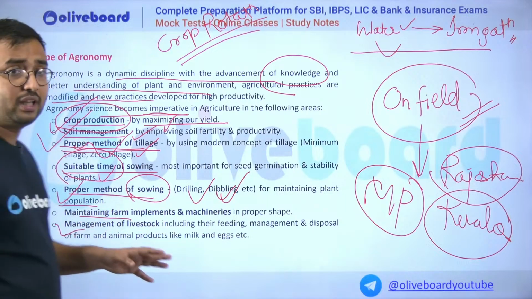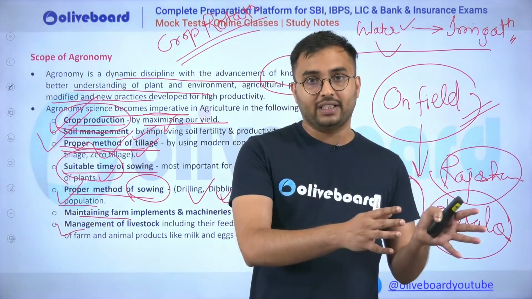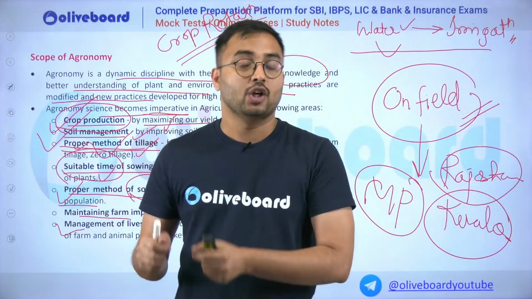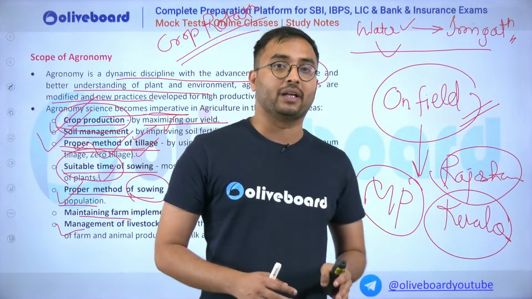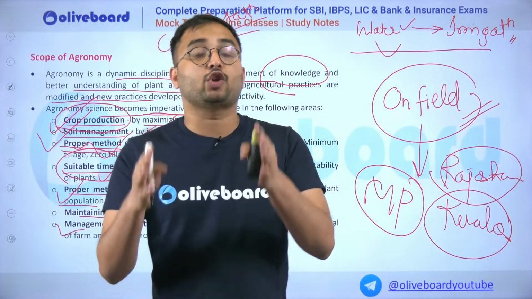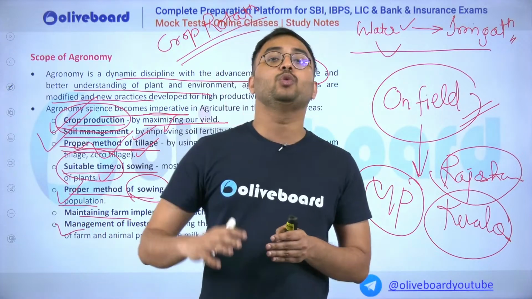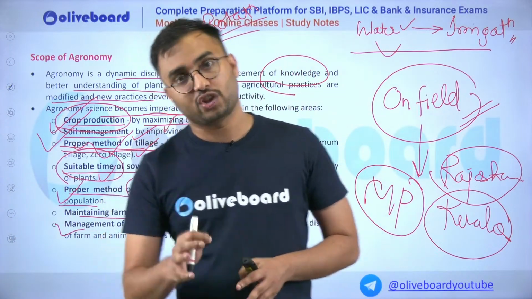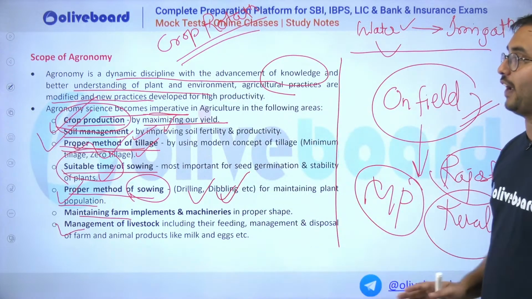And management of livestock, it is nothing but how you can approach allied activities and align them with your agricultural practices. For example, suppose now I am doing rice cropping or wheat cropping. For whichever farming practice you are doing, how will you align allied activities along with these agricultural practices? This is what agronomy gives us. This is the overall scope of agronomy.